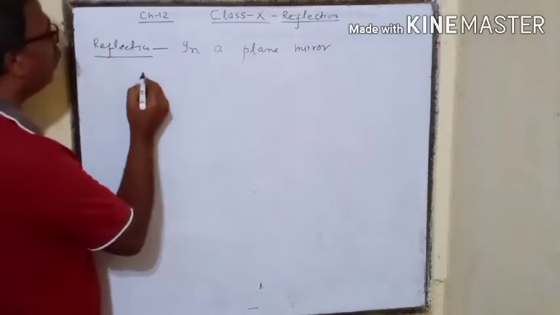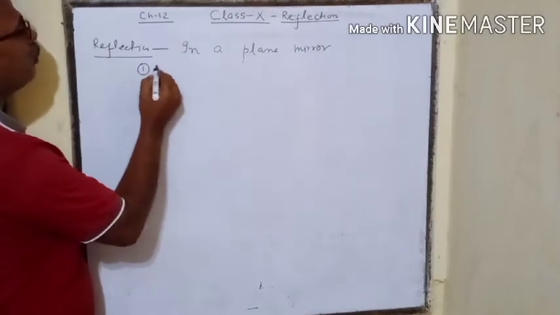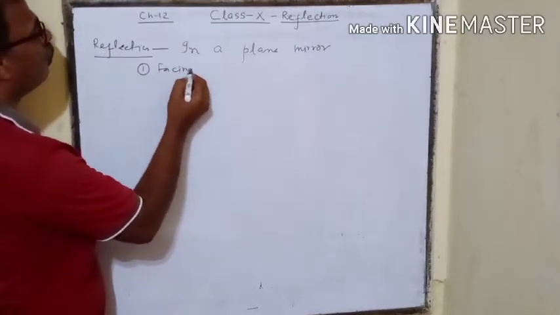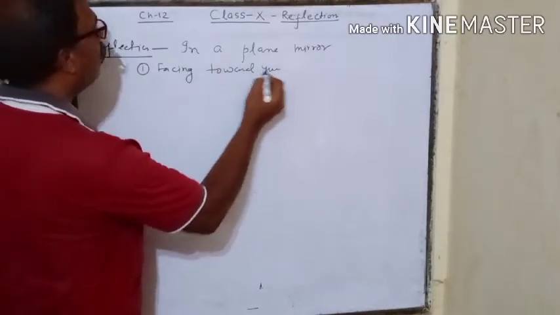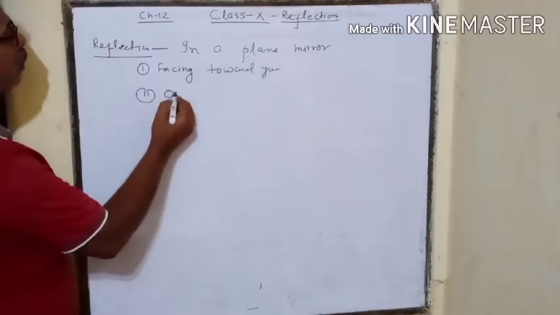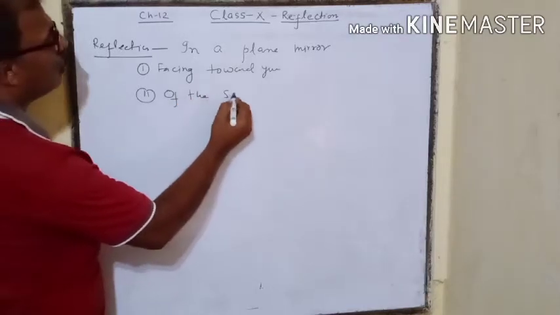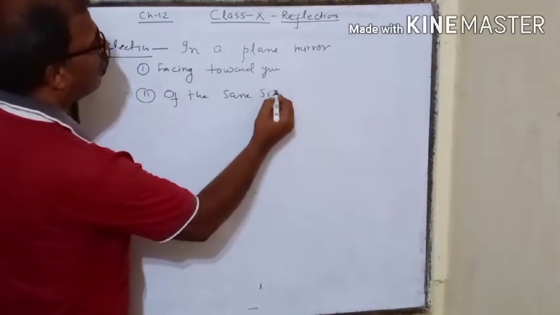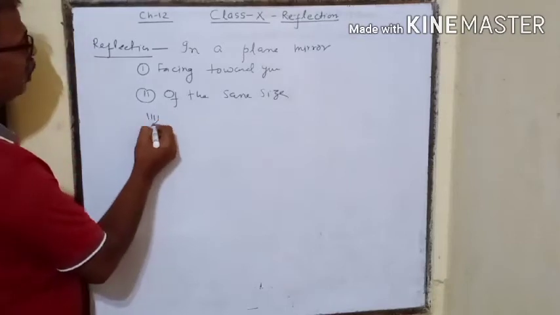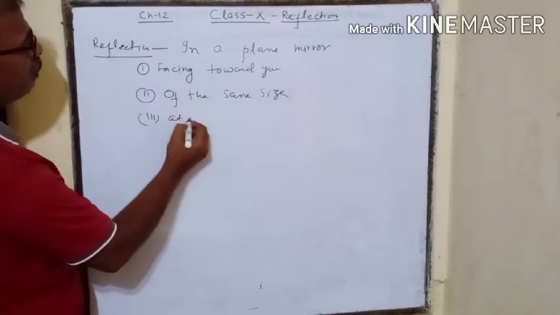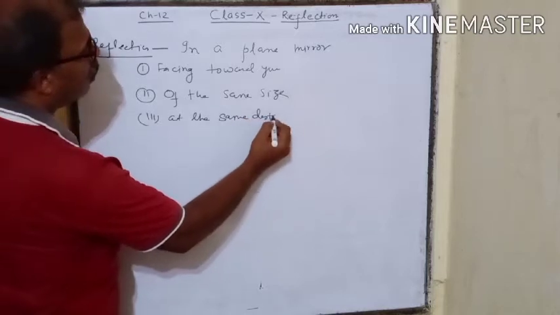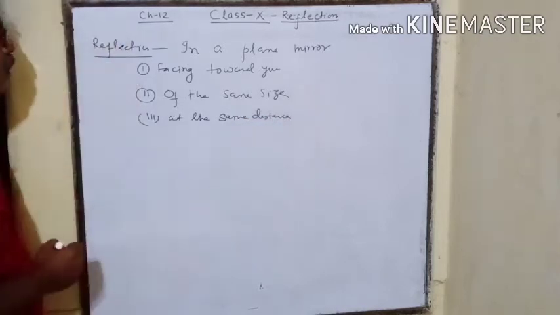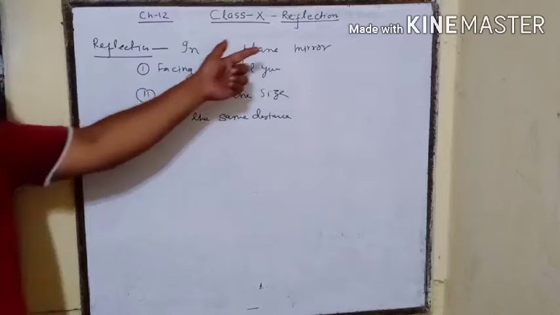Where you are finding that the image is facing toward you. It is of the same size, and it is at the same distance. But here we are going to read reflection in mathematics.